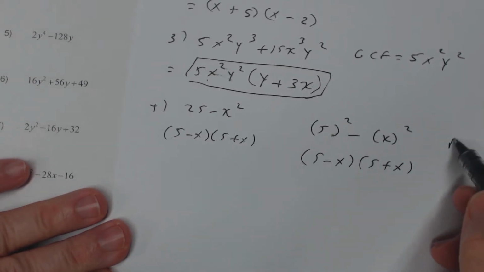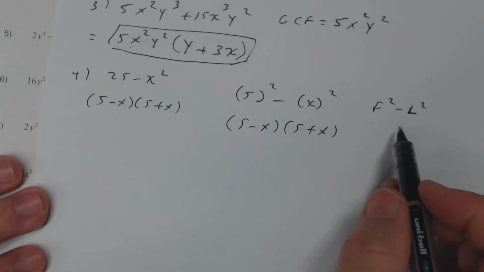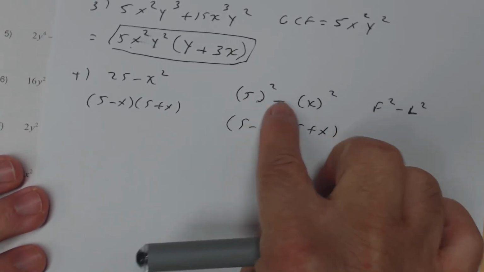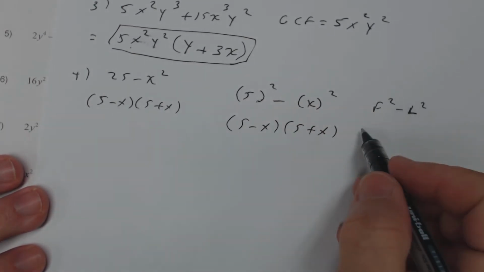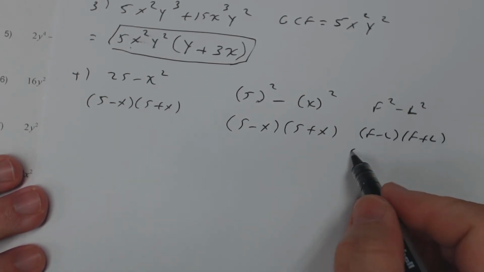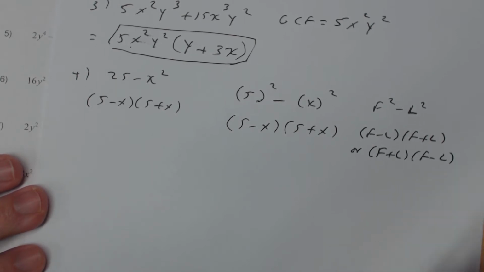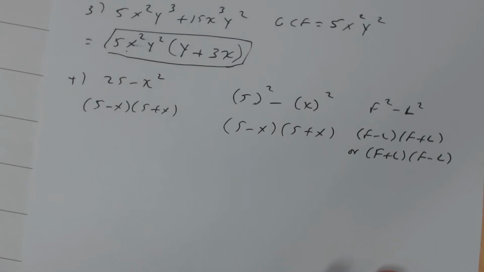So remember, if you have the difference of two squares like this, see how these look? Then the answer is going to be f minus l times f plus l. You could have also said f plus l times f minus l. It does not matter. Multiplication is commutative. The order in which you multiply does not matter.